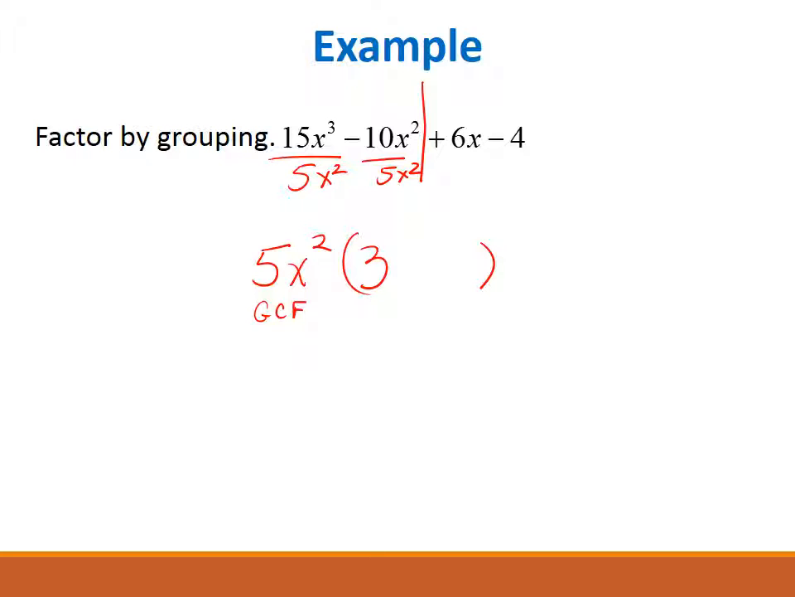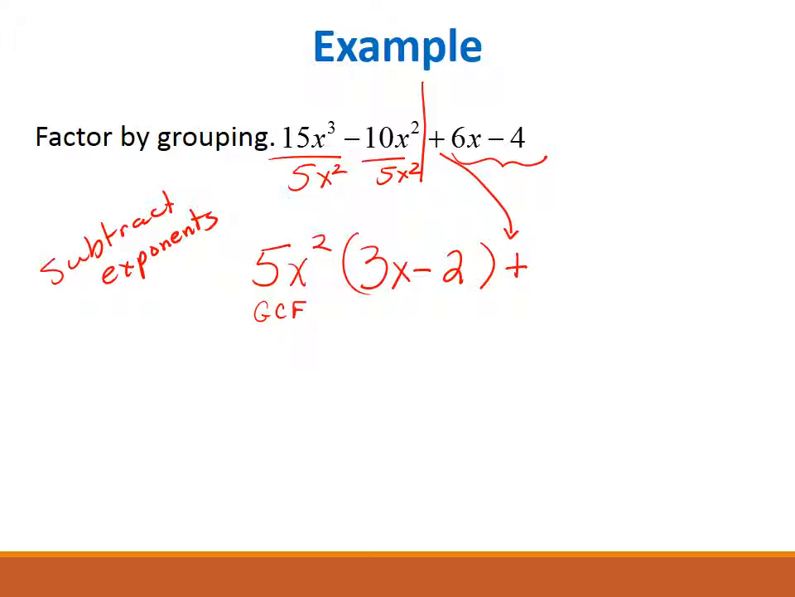x cubed divided by x squared. Now remember, subtract the exponents when you're dividing these. That will leave x to the 1. Bring down the minus sign. 10 divided by 5 is 2, and of course there are no x's left over. Now bring down the plus sign that connects the front and the back halves of this problem. You will notice in the back I have 6x minus 4.